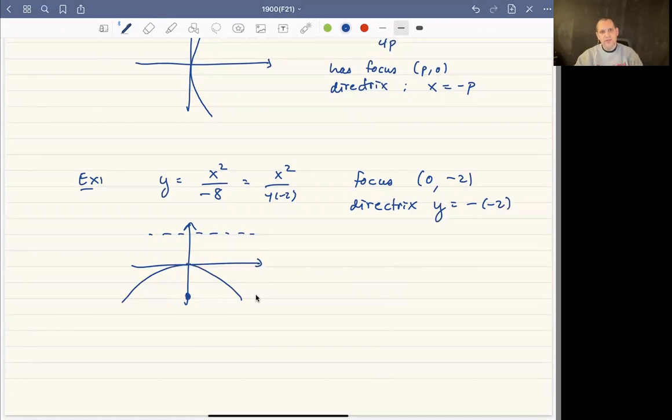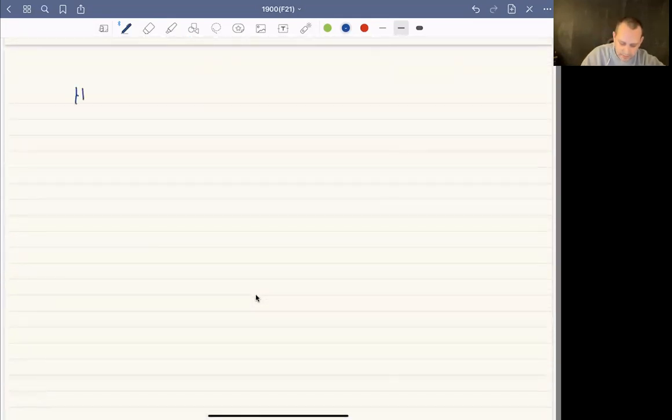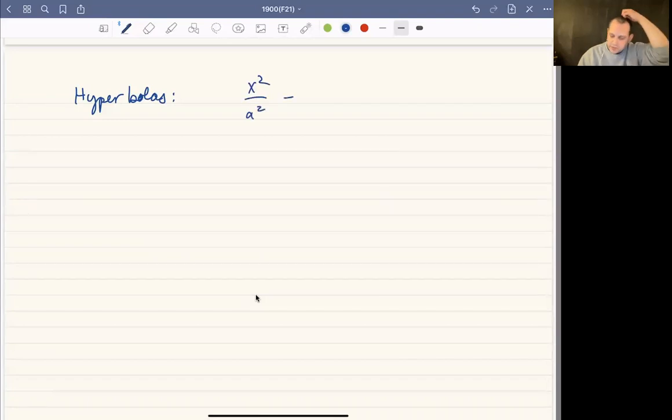And then the last conic that I want to deal with is hyperbolas. Hyperbolas are going to turn out to have a formula such as x squared over a squared minus y squared over b squared equals 1. And this is a hyperbola. What I want to do is think about what this graph is going to look like. There are a few things I want to do here. So first, let's just generally graph this.